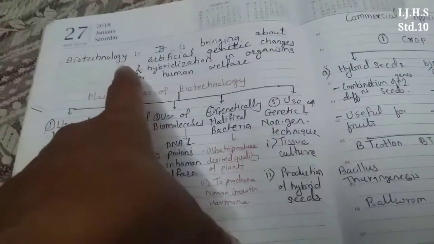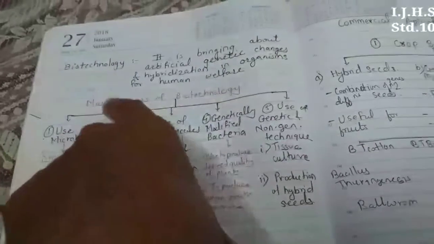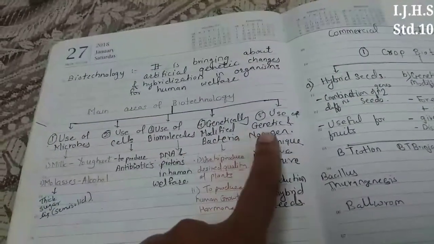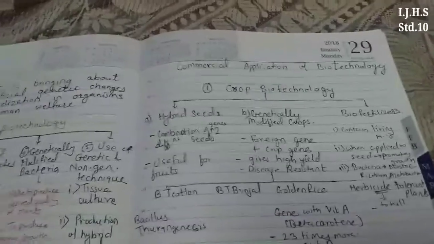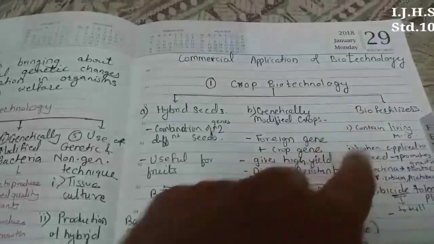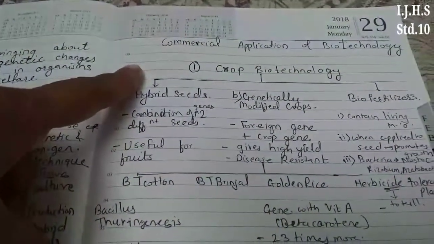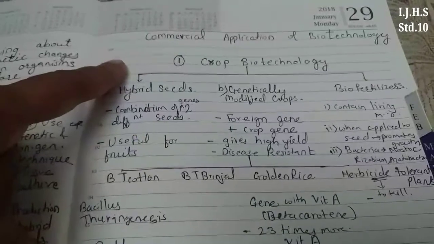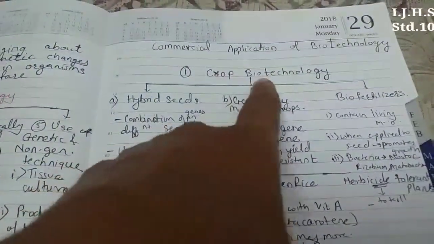We have seen up till now what is biotechnology and which are the main areas where biotechnology is used. Now we proceed towards the next topic, that is commercial application of biotechnology. Actually, there are 6 to 7 commercial applications of biotechnology, but in this video we are going to see the commercial application in crop biotechnology.